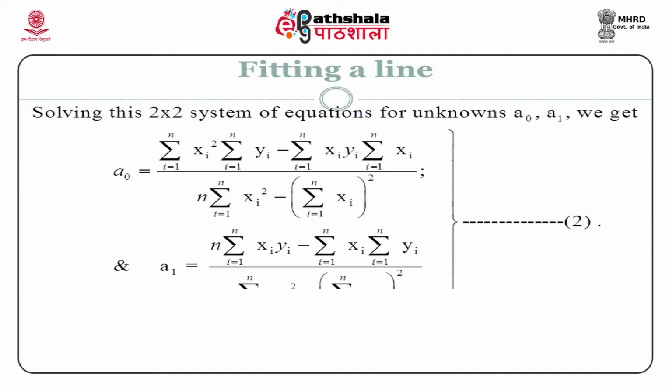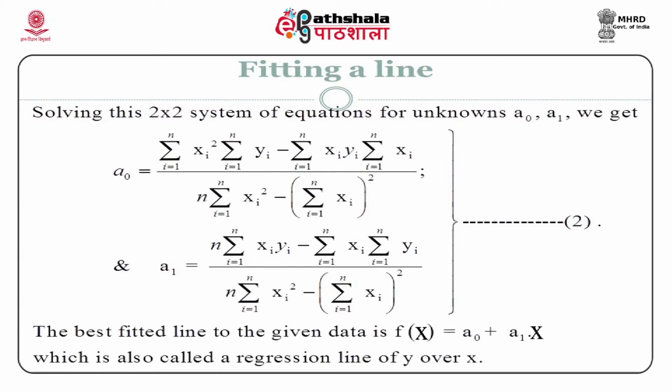And a1 is given by n into sigma i equal to 1 to n xi yi minus sigma i equal to 1 to n xi into sigma yi, i equal to 1 to n, and n into sigma i equal to 1 to n xi square minus sigma i equal to 1 to n xi whole square. So that means we can get a very concise formula for a0 and a1.